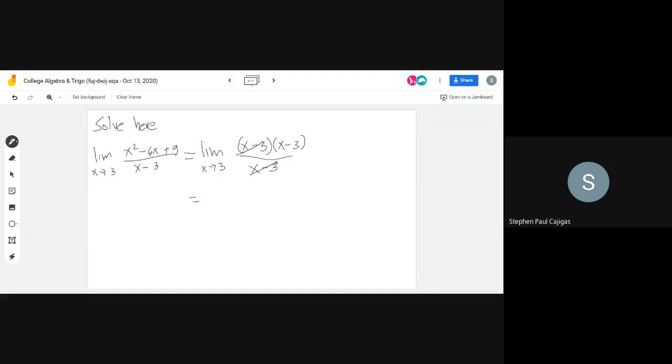So here we cancel x minus 3. So this is the limit of x minus 3 as x approaches 3. Now we can substitute: 3 minus 3, so this is equal to 0. So that is how we solve this kind of limit. Again, for polynomial functions, we just substitute directly.